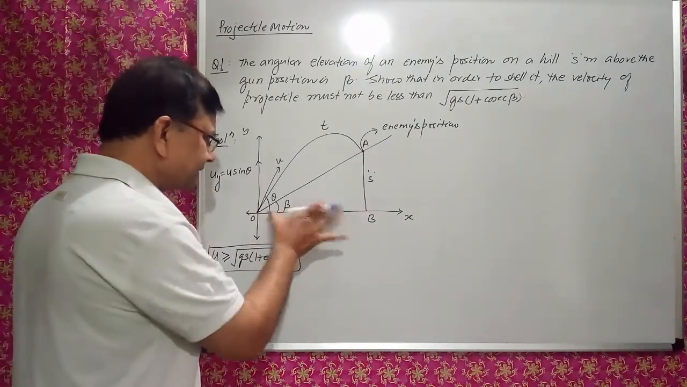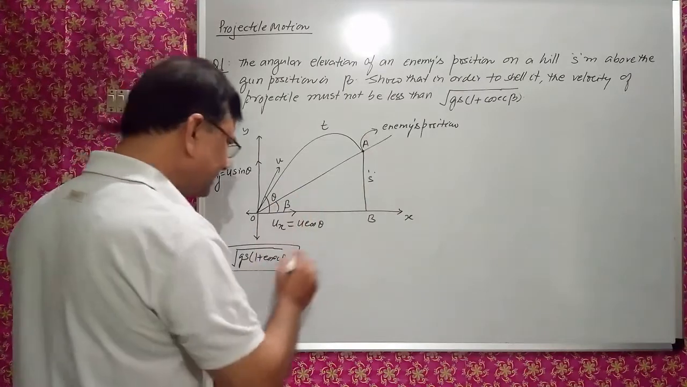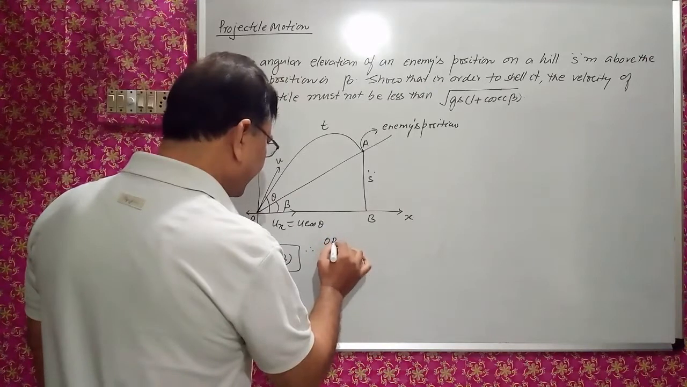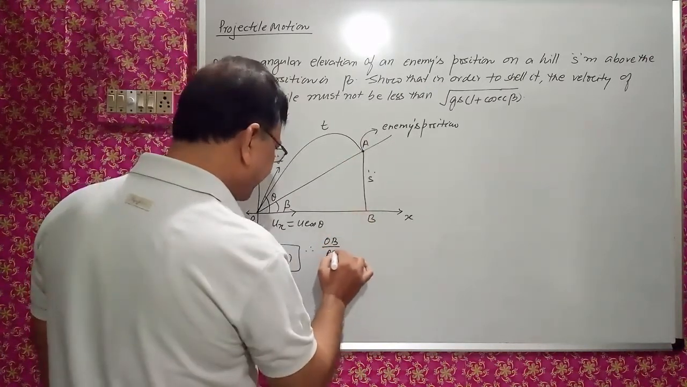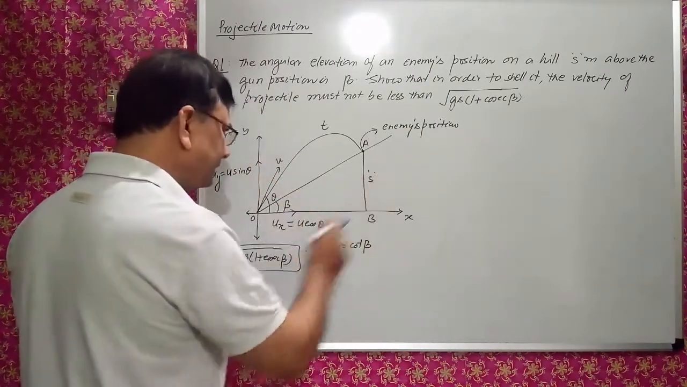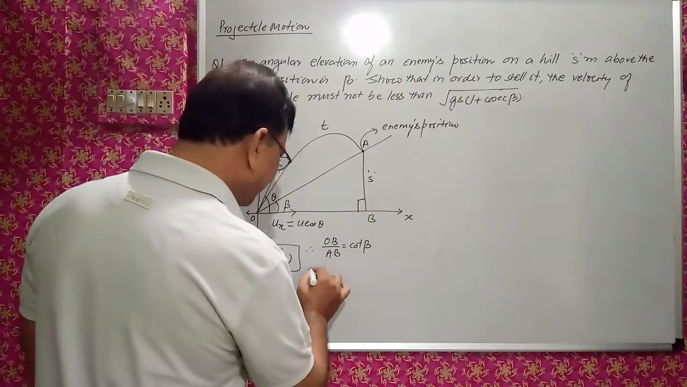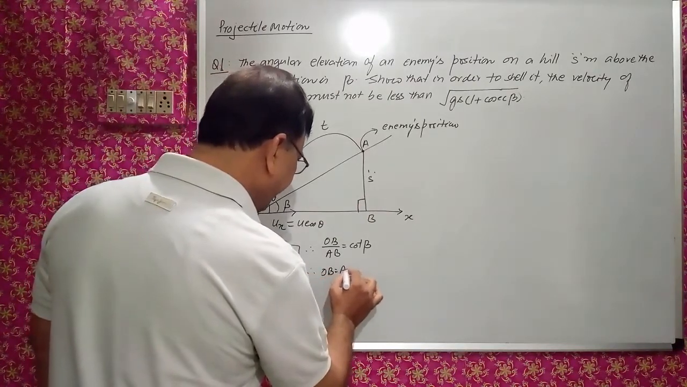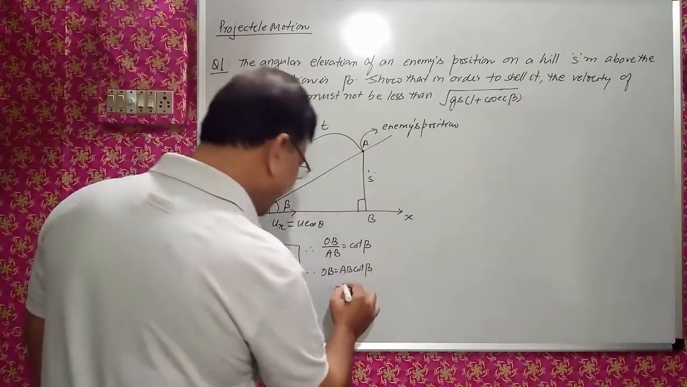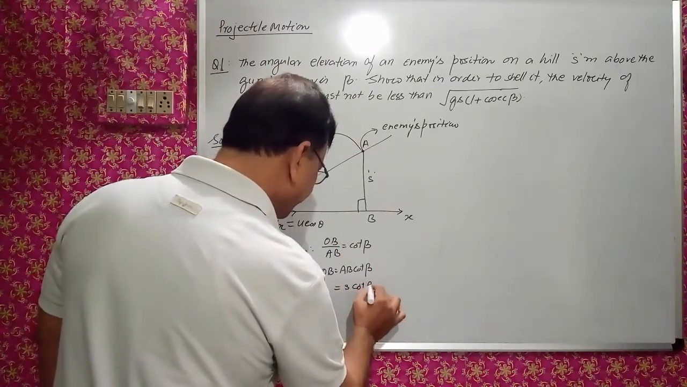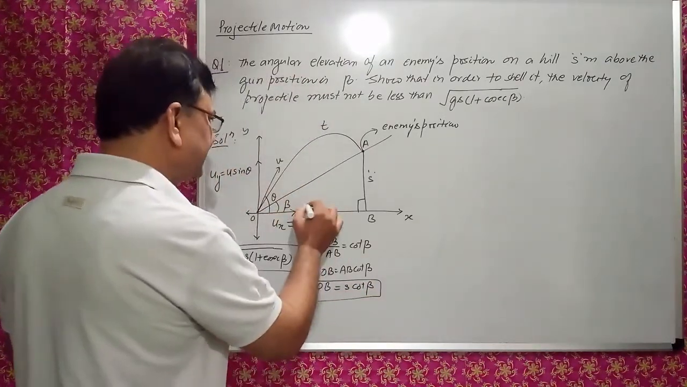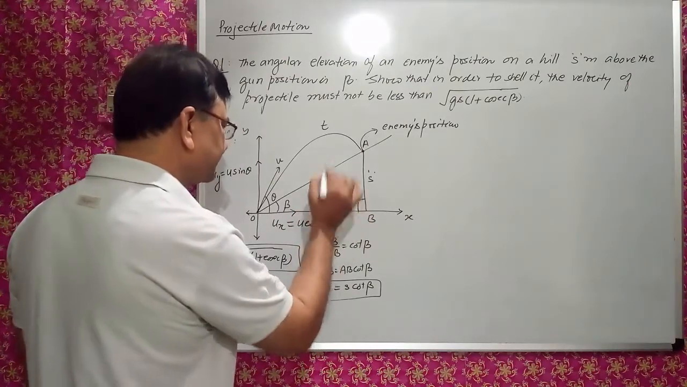So what is this distance? This distance is given, this angle is given. Therefore, we can write OB upon AB is equal to cot beta. For this angle, this is a right angle triangle. Therefore, OB is equal to AB cot beta. And what is AB? AB is S. So you can write S cot beta, that is OB. This much we got. Means OB is S cot beta.